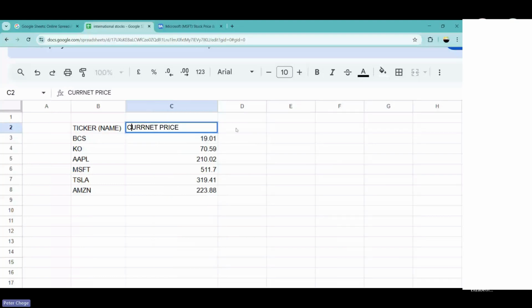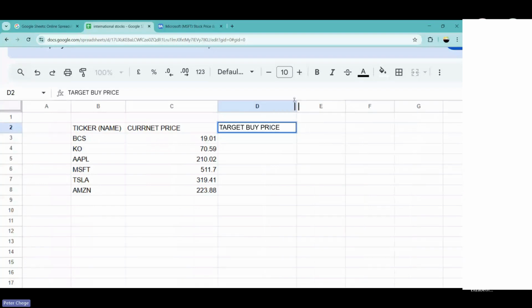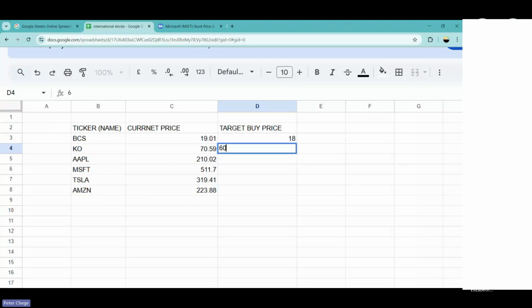The next column, you can call it target price. What price do you want to target? Target by price. You have already put the current prices. So you can say maybe Barclays, I'll buy when it goes to $18. These we are putting manually, the target prices. Coca-Cola, I can buy when it goes down to $60.